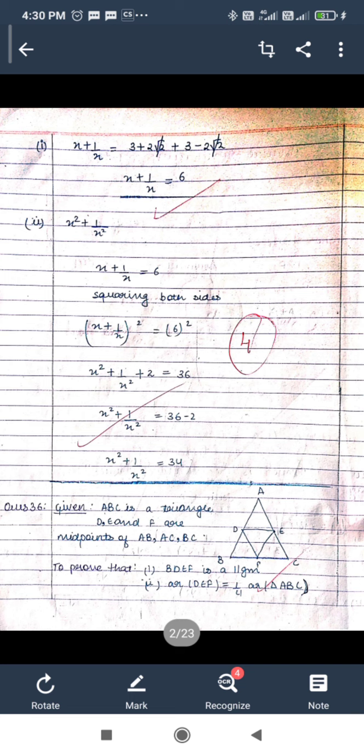Now similarly, for x square plus 1 by x square, we will apply the identity a plus b whole square. x plus 1 by x whole square is equal to x square plus 1 by x square plus 2, that is equal to 6 square, that is 36. Subtracting 2, we get x square plus 1 by x square is equal to 34. Now question number 36.